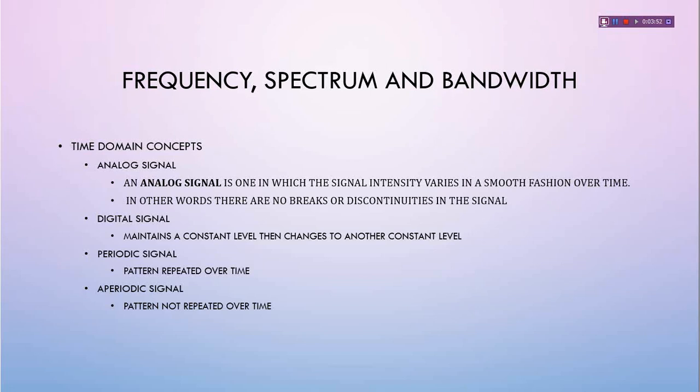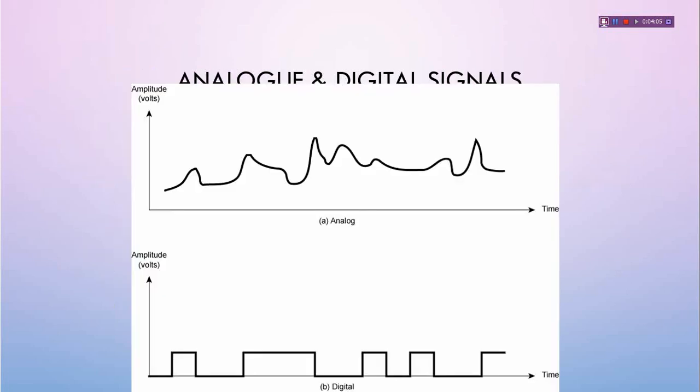Next is periodic signal. Periodic signal means the pattern is repeated over time, and aperiodic signal means the pattern is not repeated. So this is the example of analog data, and this is the analog signal and this is the digital signal. Digital signal is constant over a period of time then again changes to another constant.